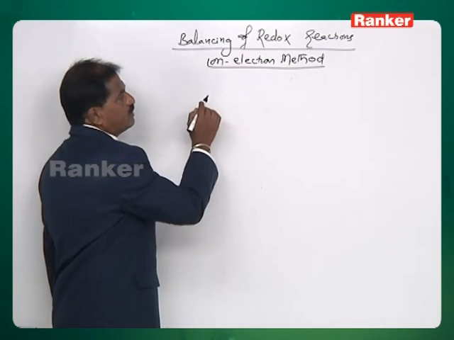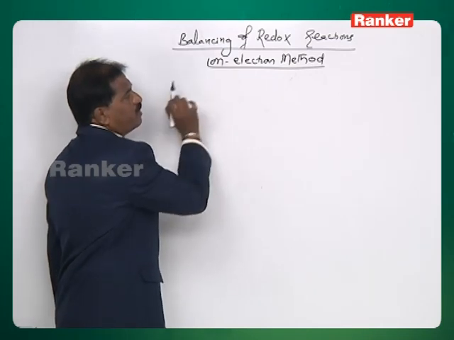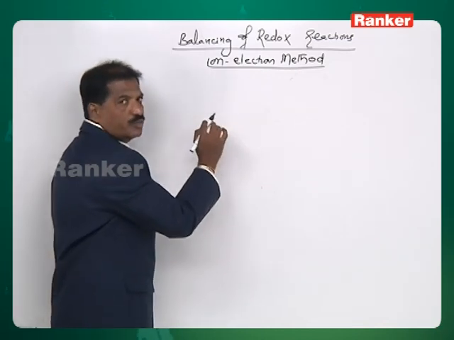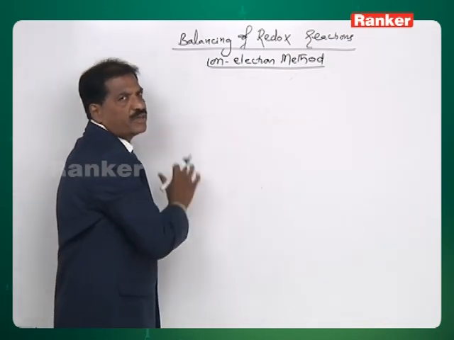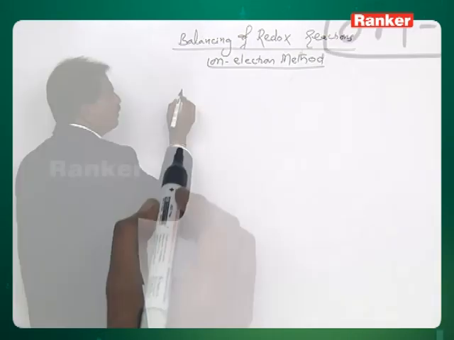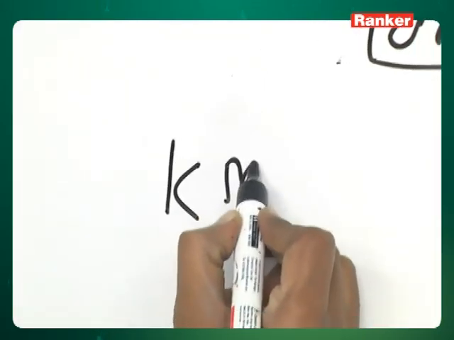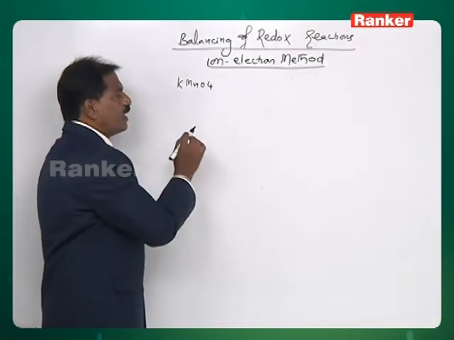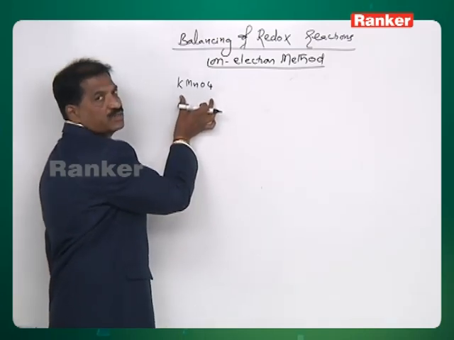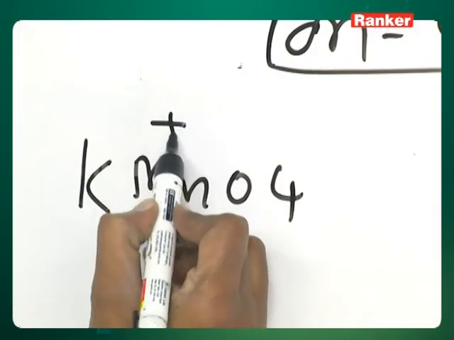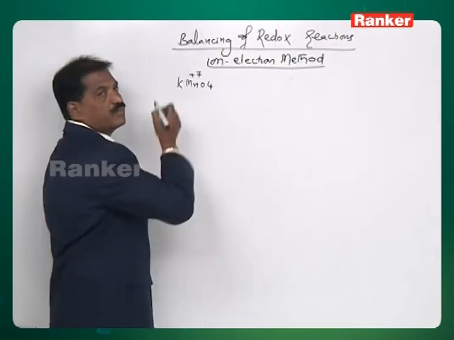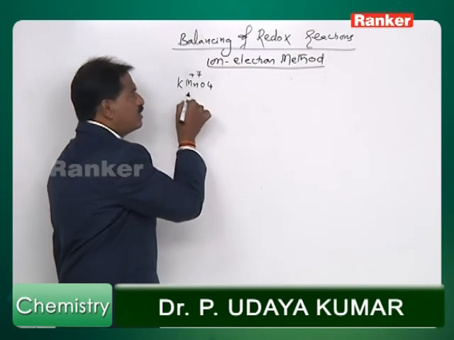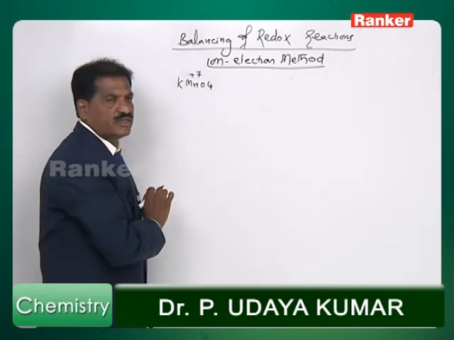So first let us discuss the balancing of the reactions through the ion-electron method. This method is commonly employed to balance the reactions in which ions participate. For example, KMnO4. When KMnO4 is used in any reaction, it will always act as the oxidizing agent, because in KMnO4 the oxidation state of the central atom, manganese, is +7. Therefore, it will always try to gain electrons. Hence, it will always act as the oxidizing agent.